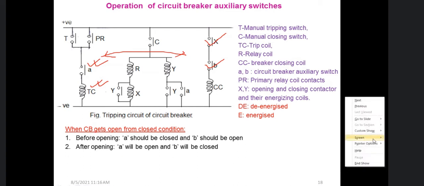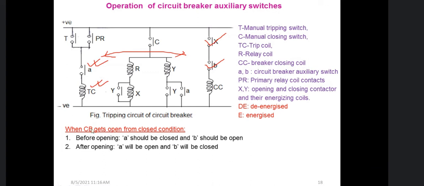So now you just follow this. When the CB gets open from closed condition, the CB is initially closed and it is getting open. So for opening, you have to give the trip signal. You have to give energy to the trip coil. So before opening, A should be closed, and B should be open because A and B operate in complementary nature, as well as when it is already in closed condition, there is no need of further energization of the closing coil. So this closing coil should be open.